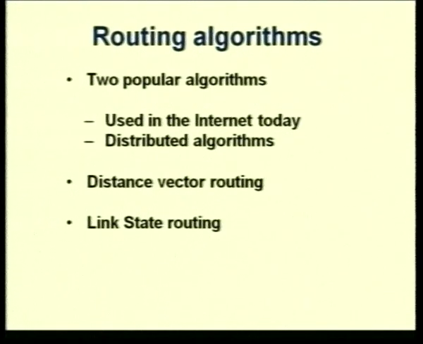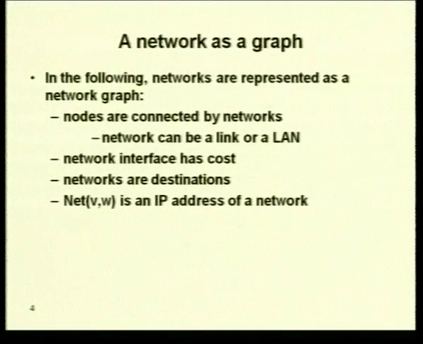As I said, distance vector routing is used in the RIP protocol and link state routing is used in the OSPF protocol. In both these algorithms, the network is basically represented as a graph. That is, the nodes are connected by networks. A network can be a link or a LAN. The network interface has a cost. The networks are destinations, and net v comma w is an IP address of a network. So, this is typically what we do to represent it as a graph.